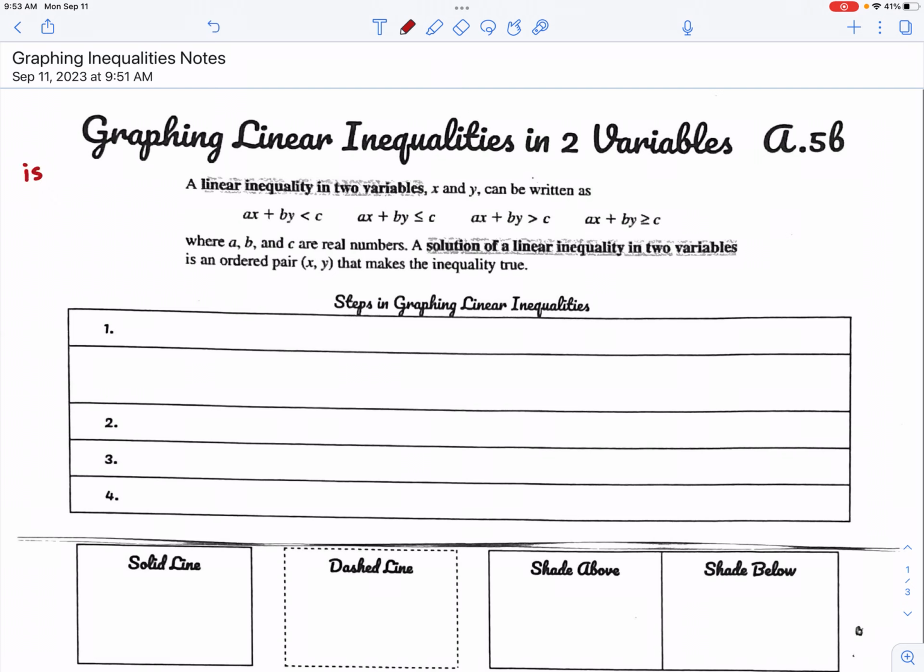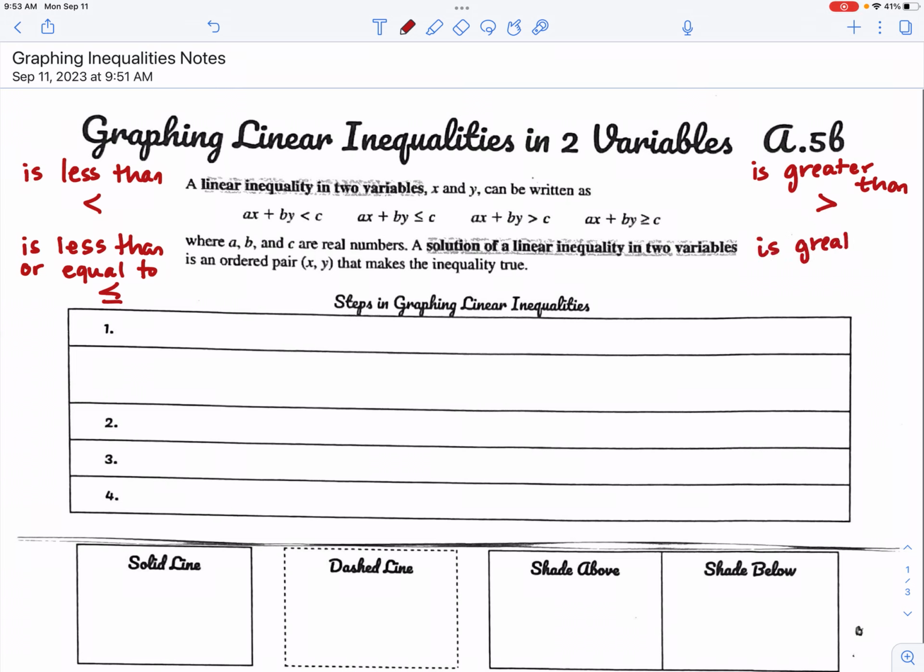So, is less than, is that symbol. Is less than or equal to looks like that. Is greater than, and is greater than or equal to, looks like that.